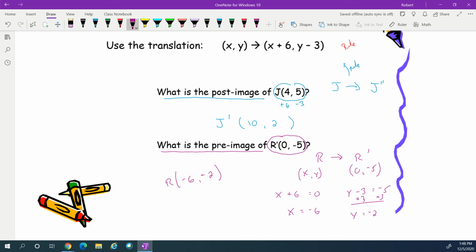The arithmetic that we're doing is extremely simple. We're adding, subtracting. We do x's with x's and y's with y's. This is just that mental thought process of, here's the rule. If I start here, where do I land? Or, here's the rule. I landed here. Where did I start? So we're just doing the opposite. Subtracting 6, adding 3. We're doing the opposite to figure out where we started.